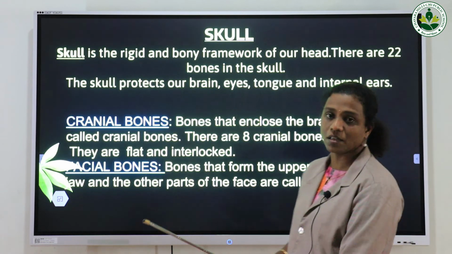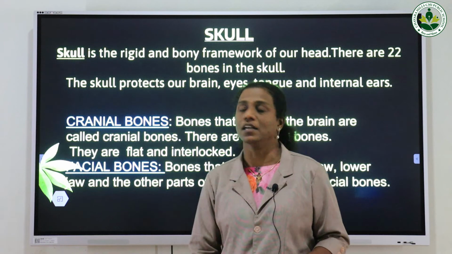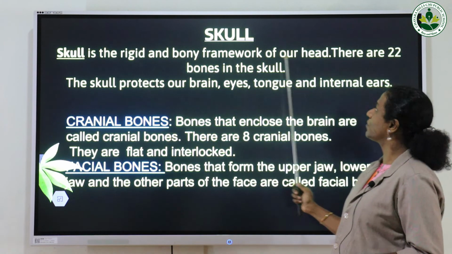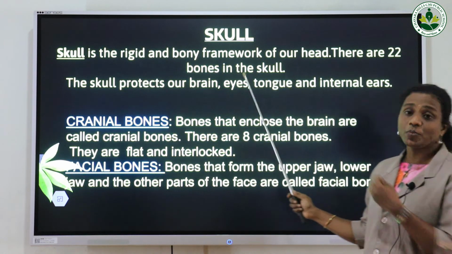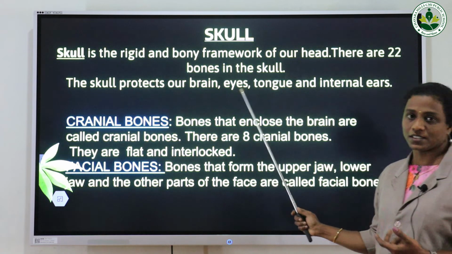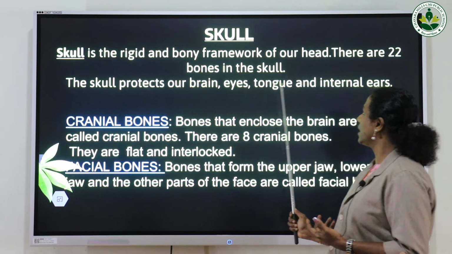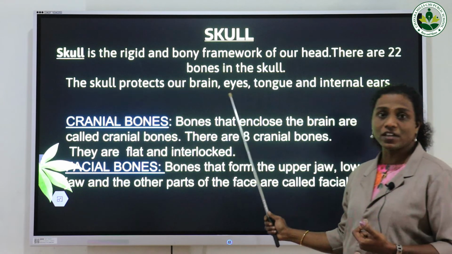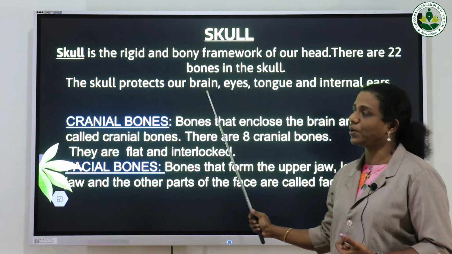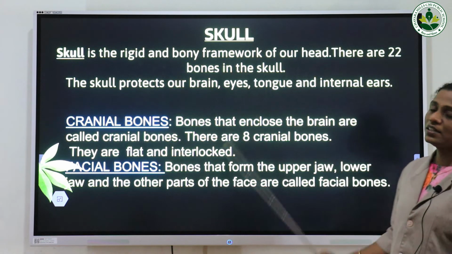Then we are going to study more about the skull. The skull is the rigid and bony framework of our head. How many bones? 22 bones in the skull. Study that number. The skull protects our brain, eyes, tongue and internal ears. That is the function of the skull.